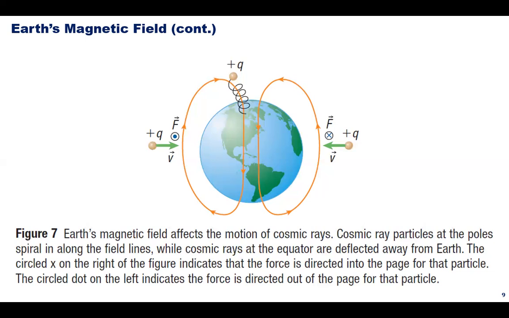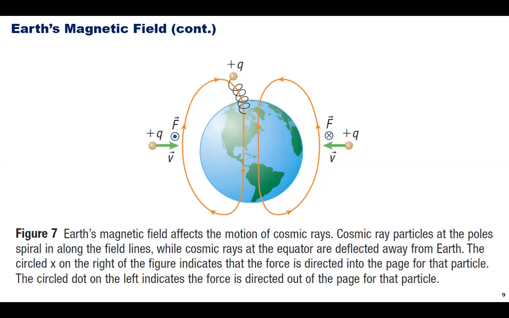Figure 7 shows two positively charged cosmic ray particles that approach Earth's equator. A magnetic field exerts a force on a charged particle that is perpendicular to both the field and the particle's velocity. Consider the particle on the right in figure 7. At this location, the magnetic field runs parallel to Earth's surface in a geographic south to north direction. The magnetic force on the charged particle points perpendicular to the plane of the drawing and parallel to Earth's surface in a west to east direction. Earth's magnetic field deflects charged cosmic rays near the equator so that they tend to move away from the surface.